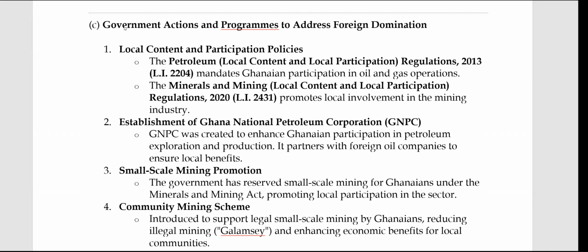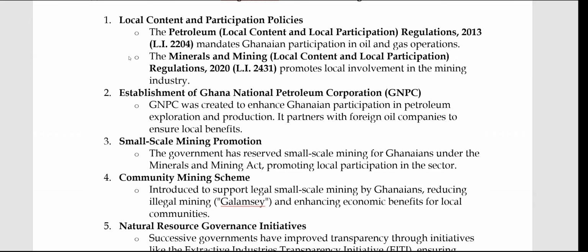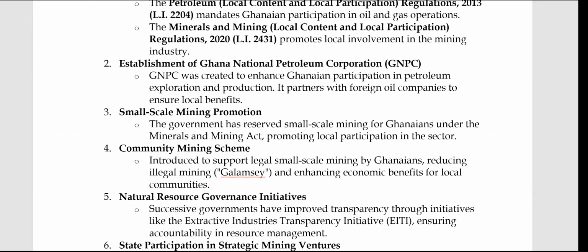I hope when this thing comes, you will remember. That's why we are using local language. Clear. Good.